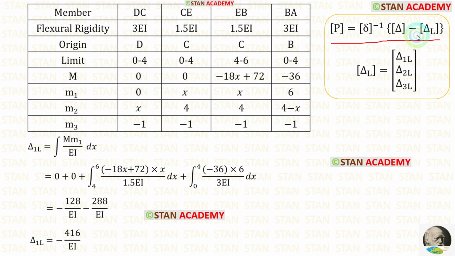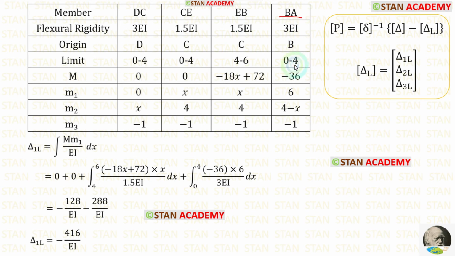In this formula, now we are going to find delta L matrix. In delta L matrix, first we are going to find delta 1L. The formula is integration of m1 upon EI dx. For DC and CE, the value of m is 0, so no need to make the integration. For EB, the limit is 4 to 6. The flexural rigidity is 1.5 EI, so instead of EI, we have to apply 1.5 EI.